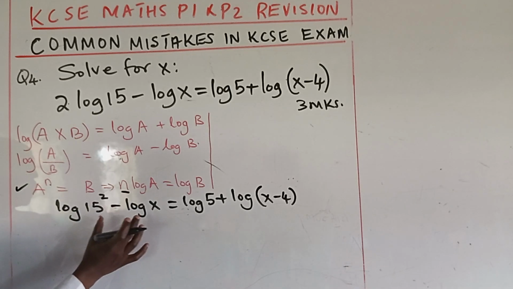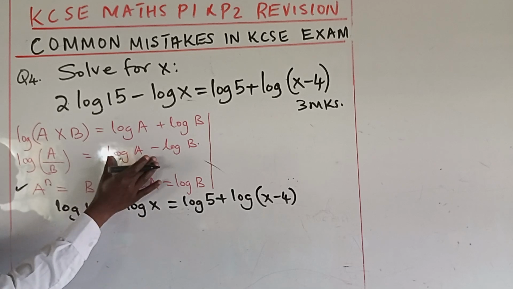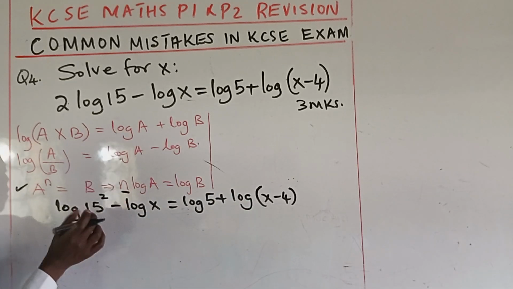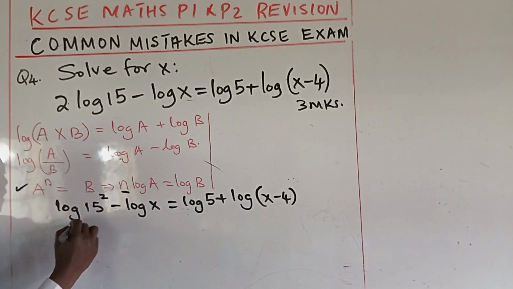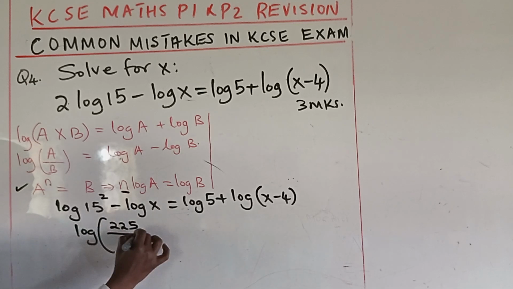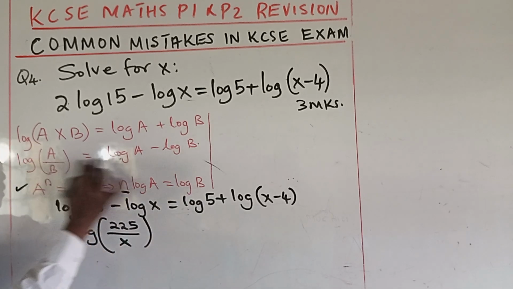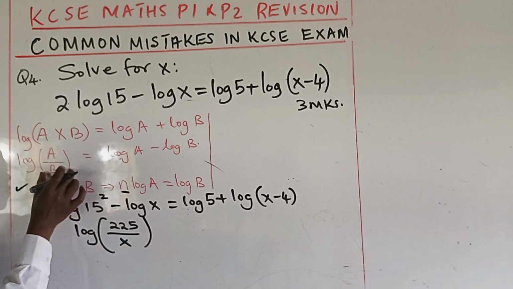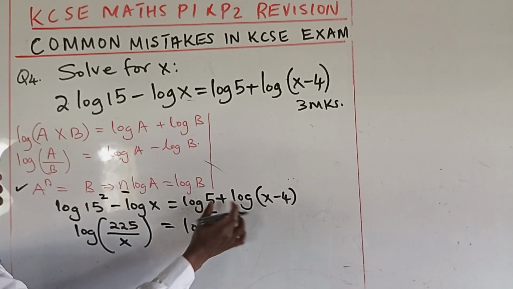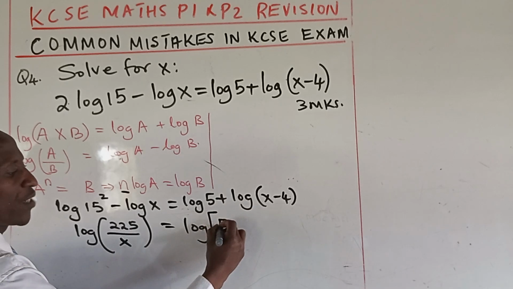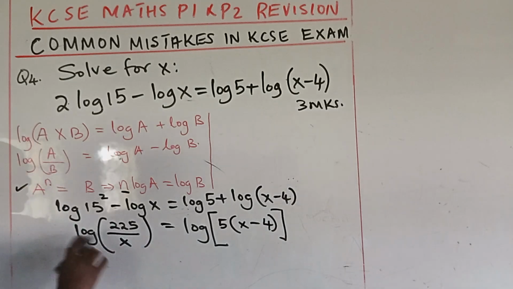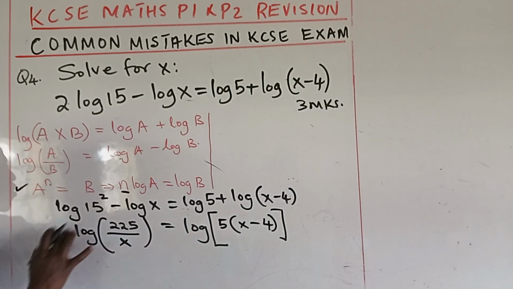Let's come to the law involving subtraction, that is number 2, and also law number 1 involving addition. What do we get? We convert 15 squared to 225, and that comes to be the logarithm of 225 divided by x. That is subtraction of logarithms, we divide the numbers. And that equals the logarithm of, when we are adding logs, we multiply the numbers, and that will be 5 into x minus 4, and we close the bracket.